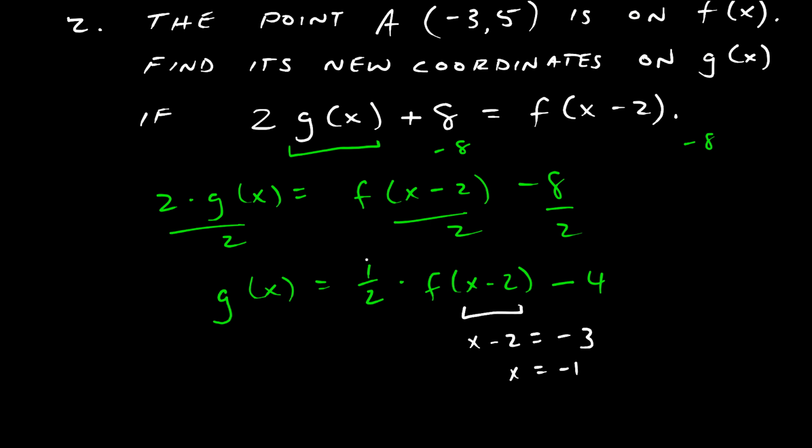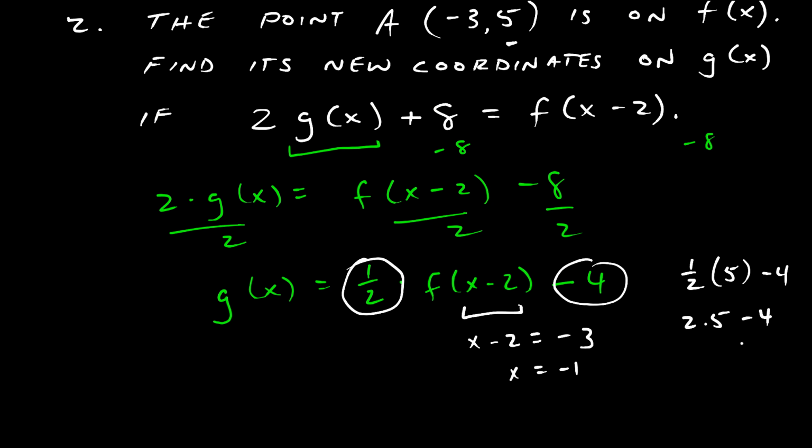Now our output is being multiplied by a half and subtracting 4. So we're going to do half. Our output was 5 because that was our y value up here. Half of 5, and then we're going to subtract 4. So we get 2.5 minus 4. We end up with negative 1.5 as our new y value. So we now know that g of negative 1 is equal to negative 1.5 using those rules on f.